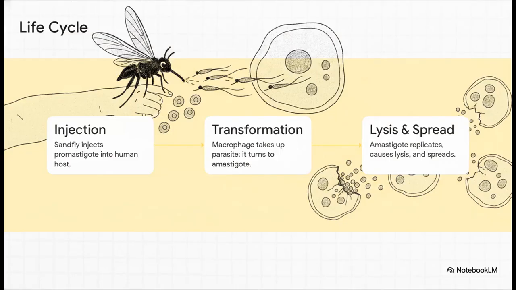And this whole process is honestly a literal hostile takeover. Step 1, the female sandfly bites and injects the promastigote. Step 2, your body's own macrophages sweep in to eat it, but instead of dying, the parasite just transforms into the amastigote right inside the cell. And step 3, it replicates, bursts the macrophage open, and spreads. It's using your own immune system as a Trojan horse.